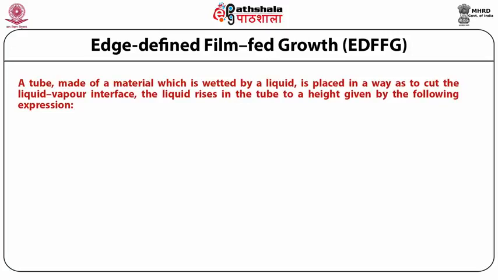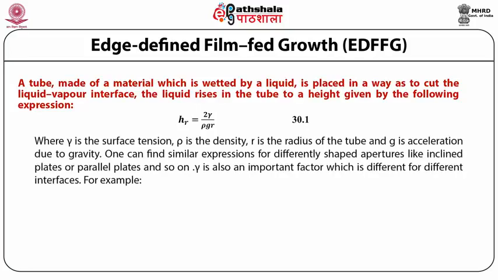A tube made of a material which is wetted by a liquid is placed in a way as to cut the liquid-vapor interface. The liquid rises in the tube to a height given by the following expression. Small h_r equal to 2γ/ρgr, given as equation 30.1, in which γ is the surface tension, ρ represents the density, r is the radius of the tube, and g is acceleration due to gravity.